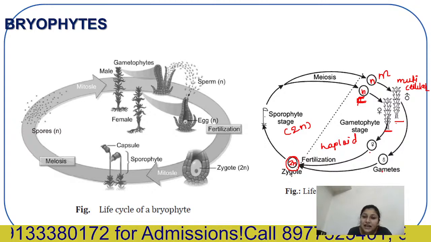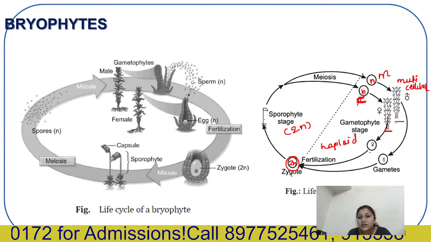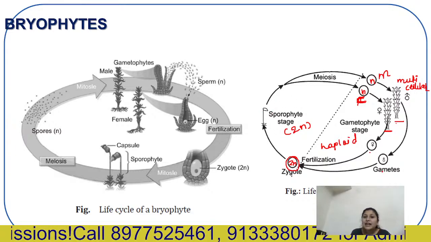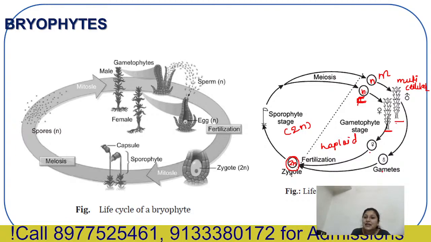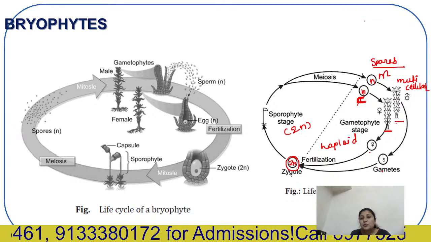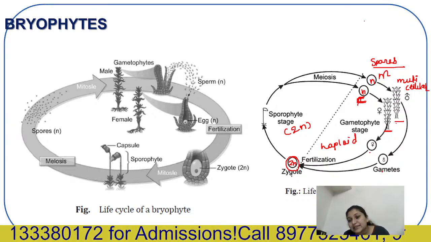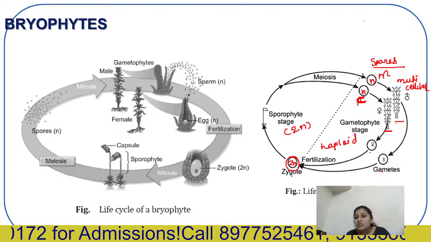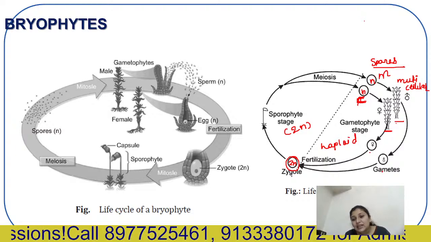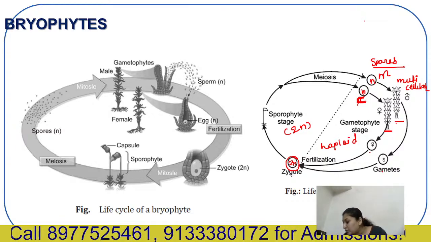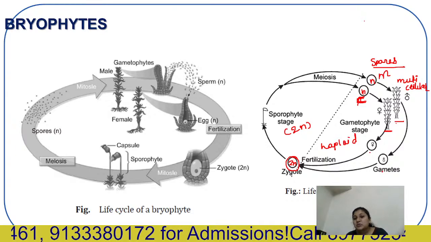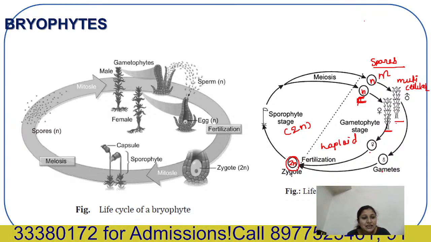And after that, this zygote will not undergo a proper sporophytic stage; it will undergo meiosis to form spores. The spores germinate. Spores are also haploid, gametes are also haploid. Spores germinate to give rise to the gametophytic stage, and then gametes will be formed. Gametes are meant to be fused, so they fuse to form a zygote, and the zygote will give rise to the sporophytic stage. This is how it continues.